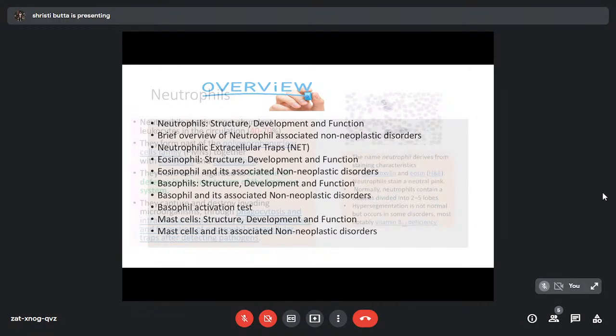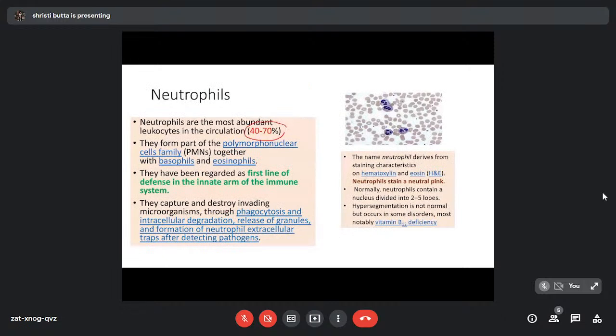Now, neutrophils. Neutrophils account for 40 to 70% of the polymorphonuclear leukocytes in the human body. They are the first line of defense in the innate arm of the immune system. They account for phagocytosis, intracellular degradation, and release of granules. They also form what is referred to as the neutrophil extracellular traps. Now, the term neutrophil derives from the staining characteristics on hematoxylin and eosin. Neutrophils stain a neutral pink, and that's why the term neutrophil.